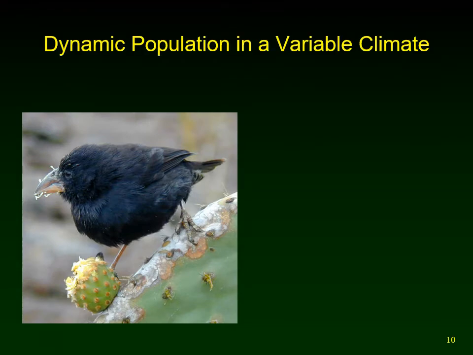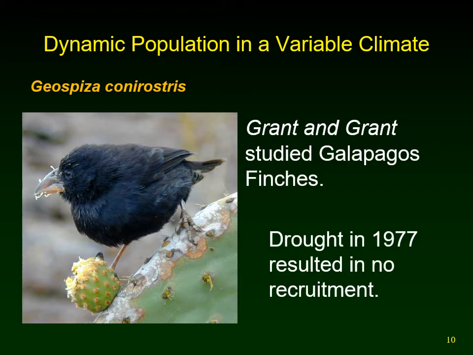Next example, looking at age distributions that we're going to talk about, is some work done by Rosemary and Peter Grant. They're a couple who spent decades in the Galapagos Islands studying Darwin's finch populations. And one of their most thorough studies was the large cactus finch, Geospiza conirostris, which is in the northeast portion of the Galapagos archipelago. The Galapagos, as you know, is in the South Pacific.